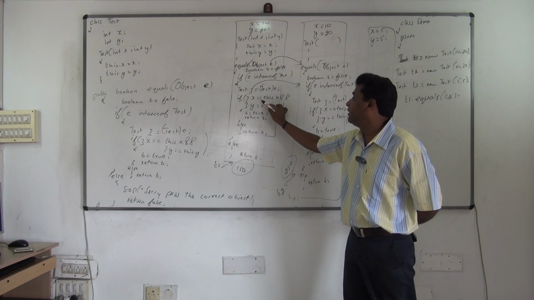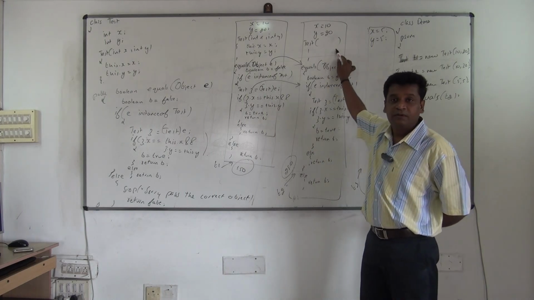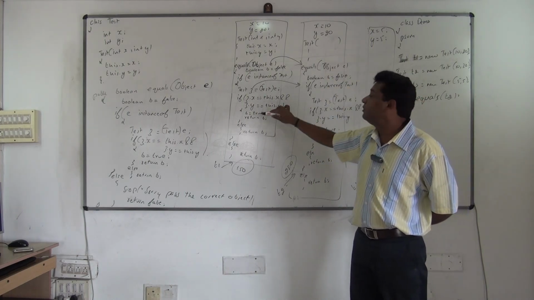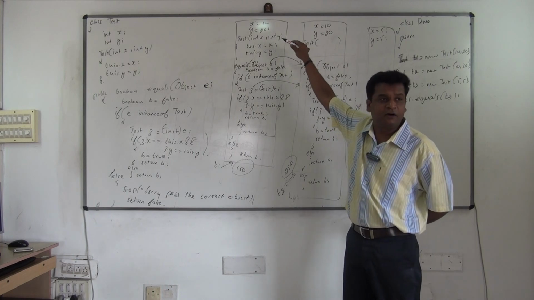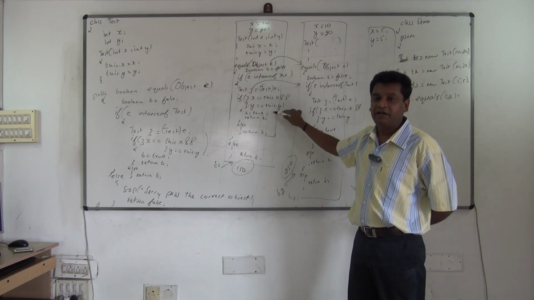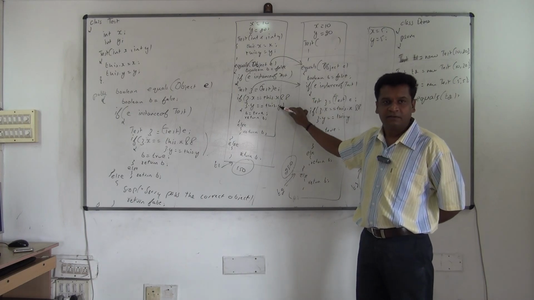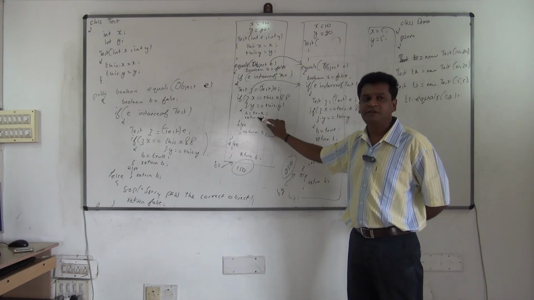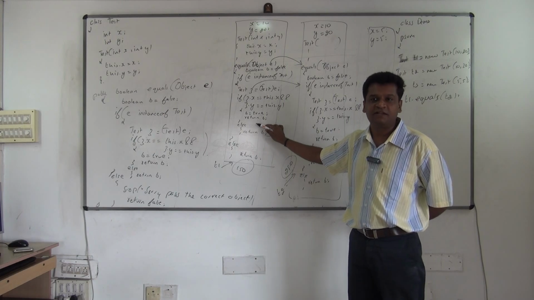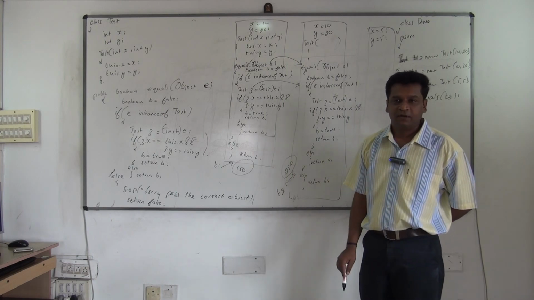Now I'm checking Z.X. Z.X means what? 10 is equal to this.X, meaning the current object's X. 10 and 10. Z.Y, 20, is equal to this.Y. Correct, 20. If both are equal, what will happen? B is equal to true, return B. Else it will return what? False. Like this it goes on.